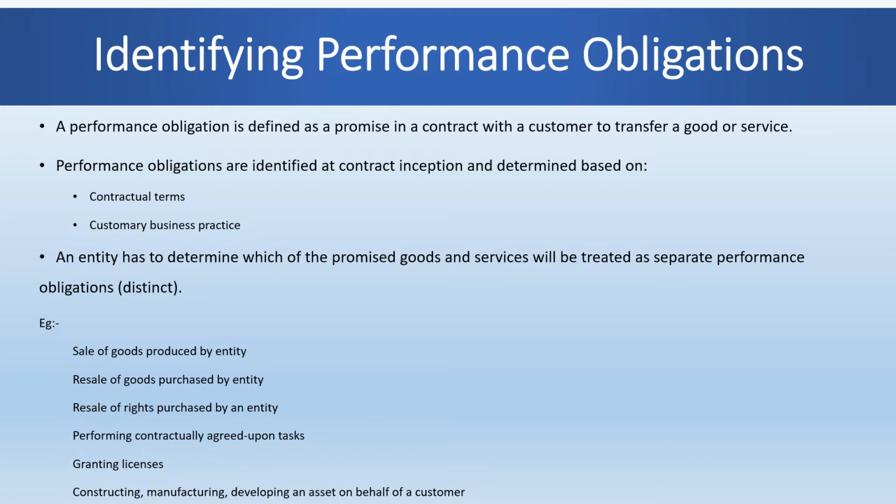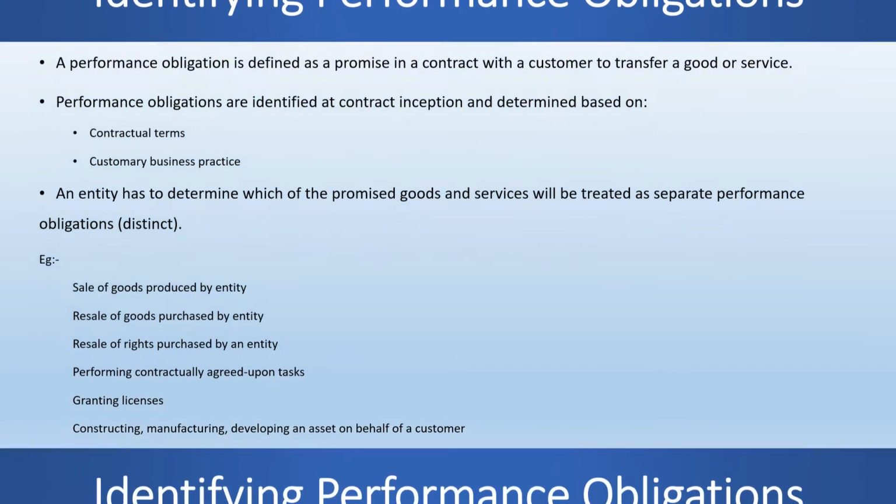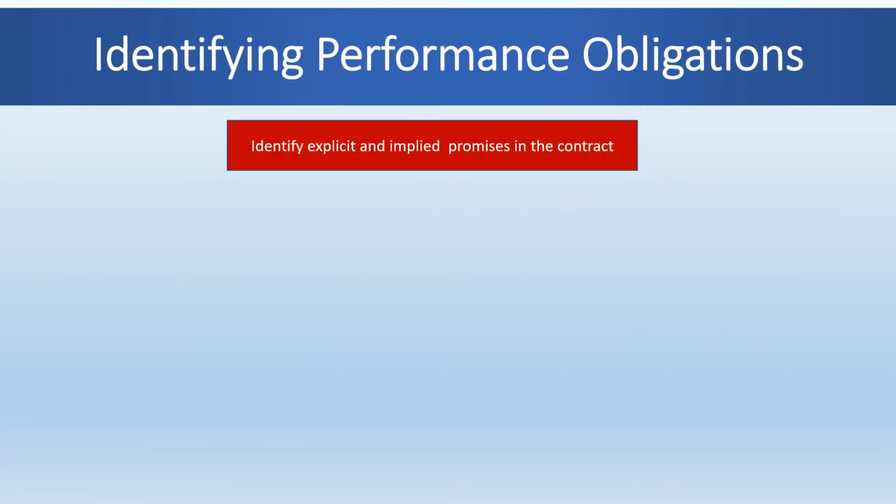SLFRS-15 outlines a two-step process for determining whether a promised good or service is distinct. Under the two-step process, first we have to identify explicit and implied promises in the contract. Explicit means the promise is clearly stated in its own right. Implied means the promise can be unwritten and enforceable by law based on the actions and circumstances of the parties in the contract. Then we have to assess the performance promises.